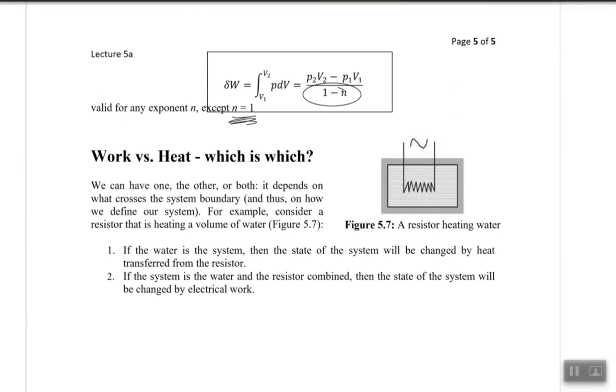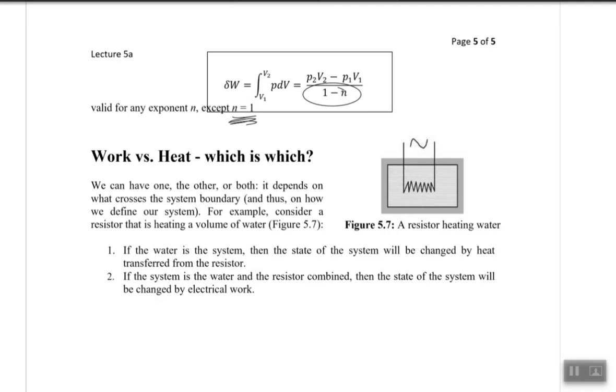So let me conclude. In the start of the lecture, we did say that heat and work are two different kinds of energy which are responsible for the change in the state of the system. So the question arises, which is responsible in which condition? Whether the change in the state of the system is due to work or due to heat. Before we answer that question, we should look at the system itself.